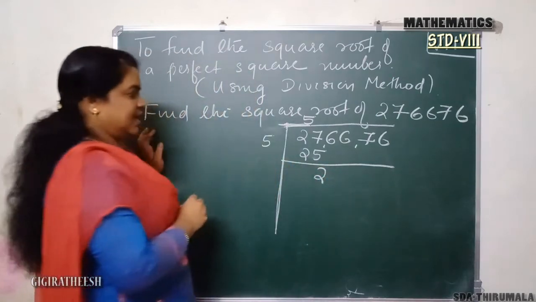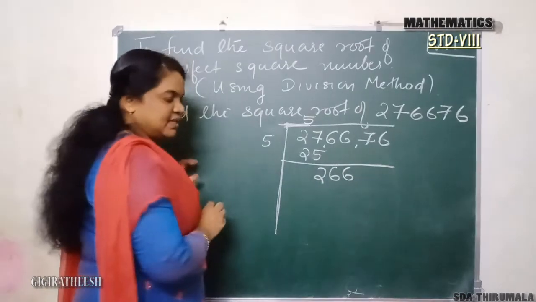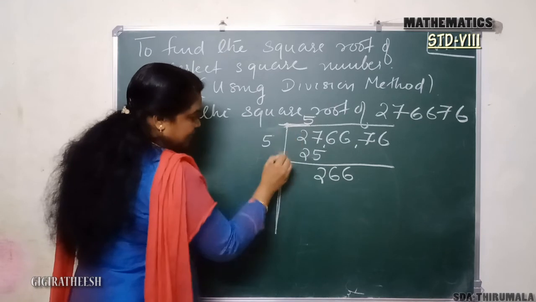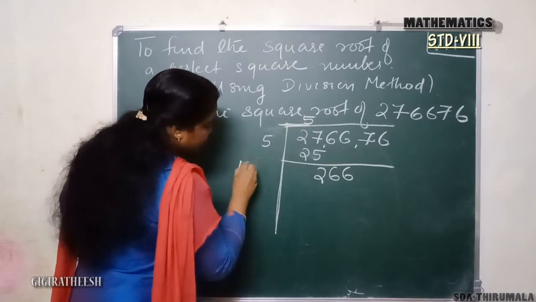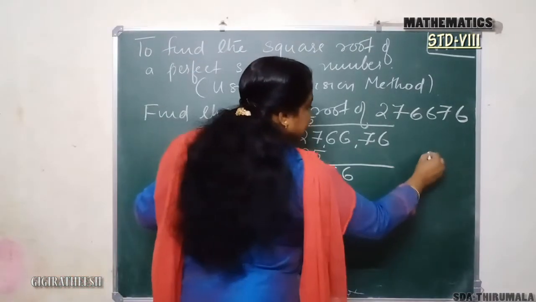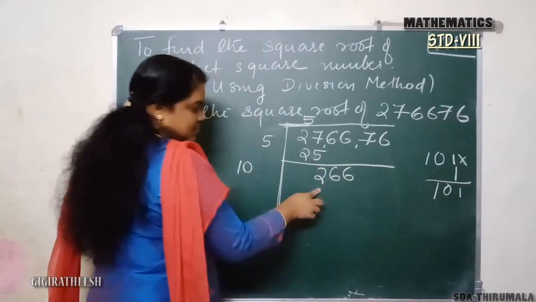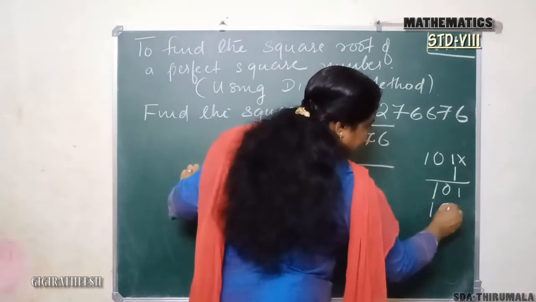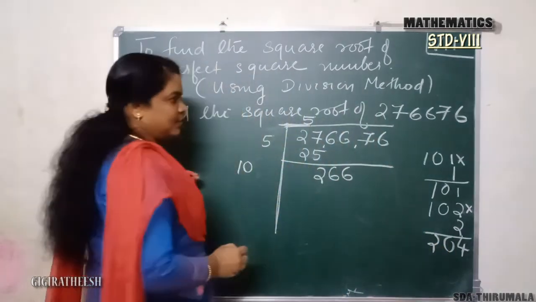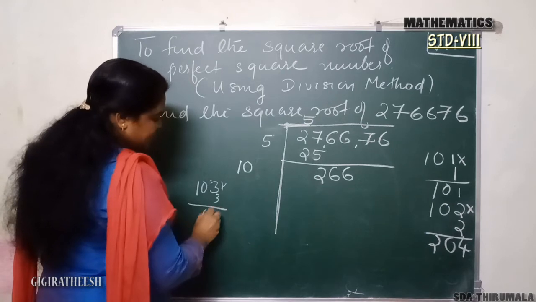The second step is to bring the 66 downwards, so we get 266. At the next step, find the double of this 5, that is 5 plus 5, 5 into 2 is equal to 10. Then take a digit that is suitable: if you take 1, 101 into 1 is equal to 101, which is not suitable here. Then you can select 102, 2 multiplied with the same number, 2 into 2 is 204. If we select 3, 103 into 3 is too large, so this does not fit.